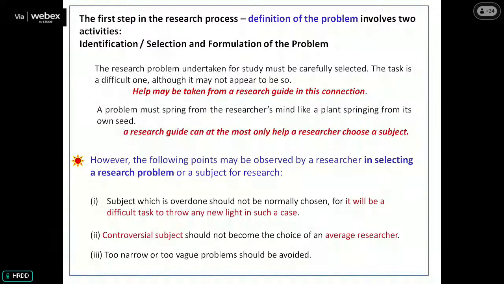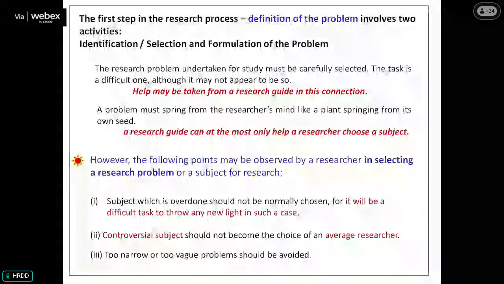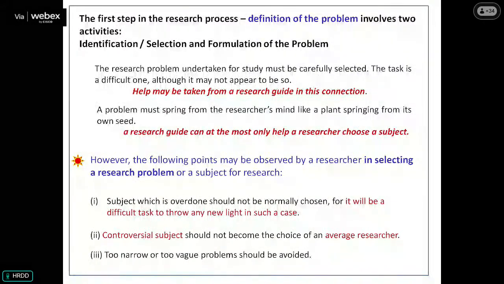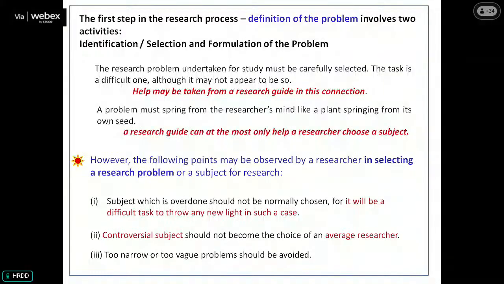Too narrow or too vague problems should be avoided. Too narrow means, just see, everybody was telling they have done it; it's somewhat broader. Spinels for magnetic properties, right? So spinels is huge. AB2O4, a vast range of materials you can select. So that span will be very broad, and under that umbrella a very large number of materials will come, so it is not too narrow, such that your research does not give you any solution.